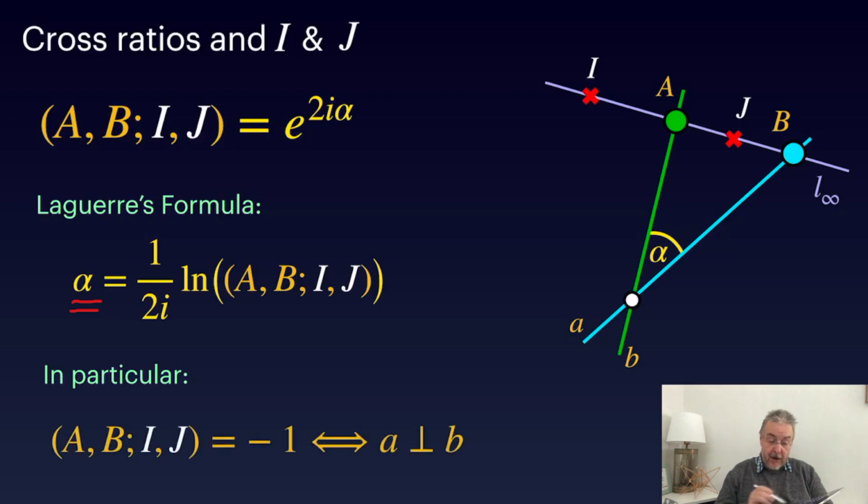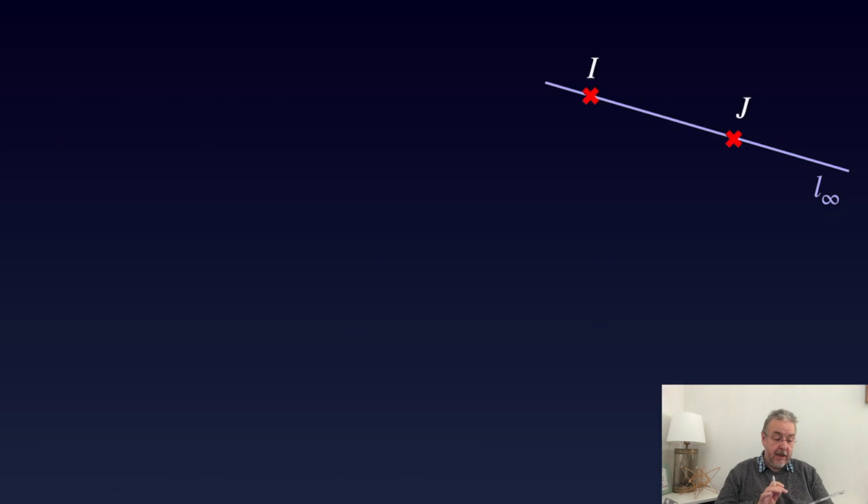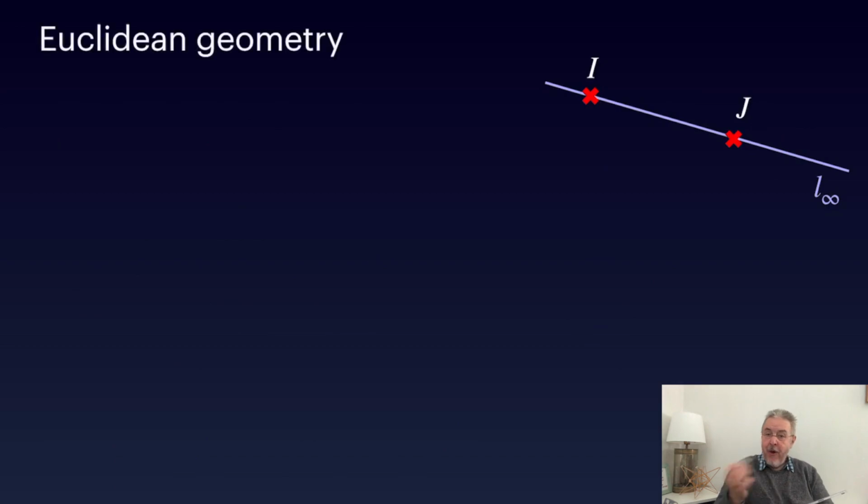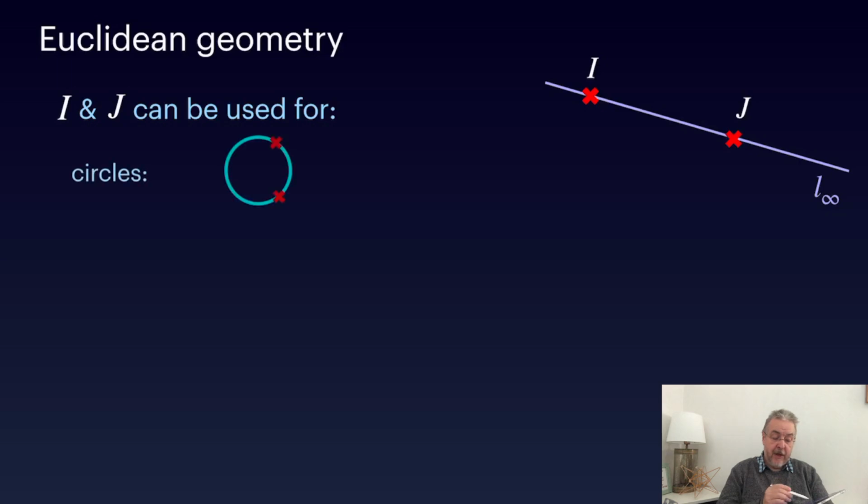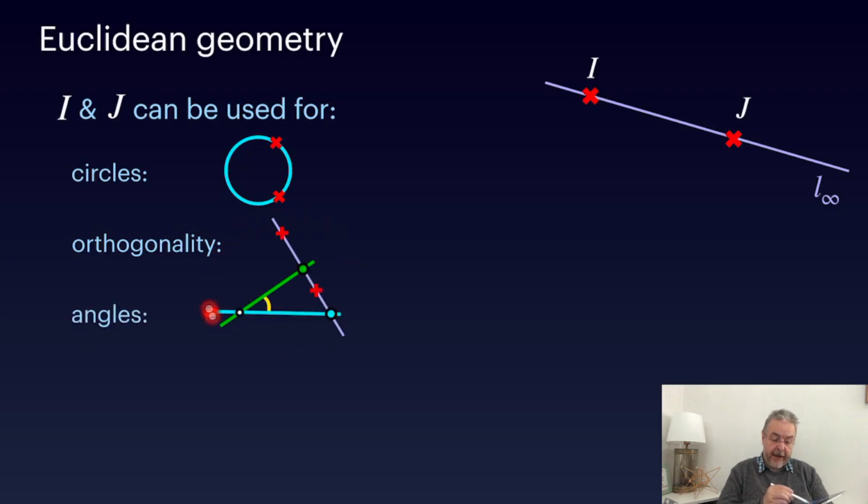So in particular, you get a 90-degree angle here if your four points A, B, I, and J are in harmonic position. So if you take all that together, you can say, if you want to do Euclidean geometry, you can do essentially everything you want to do by doing projective geometry and introducing I and J. So you get, for instance, circles in Euclidean geometry are conics through I and J. We have seen orthogonality and angles can both be carried out by this construction.